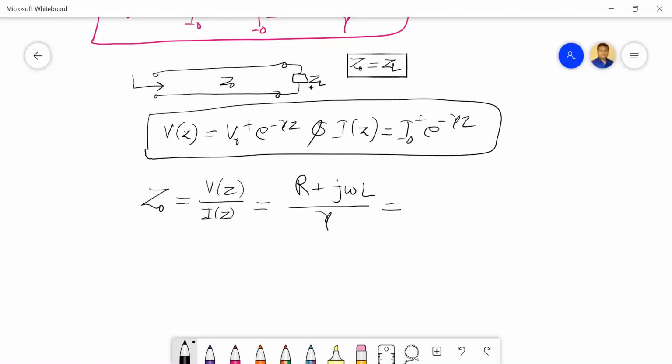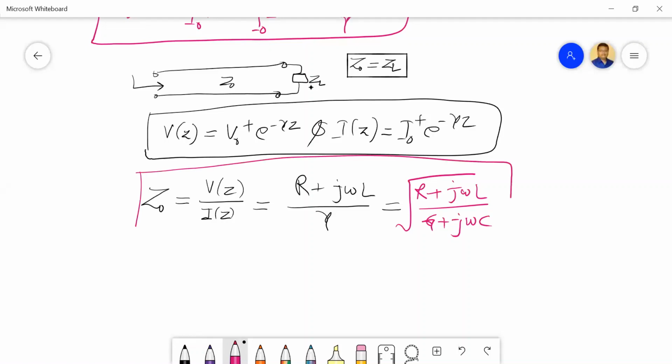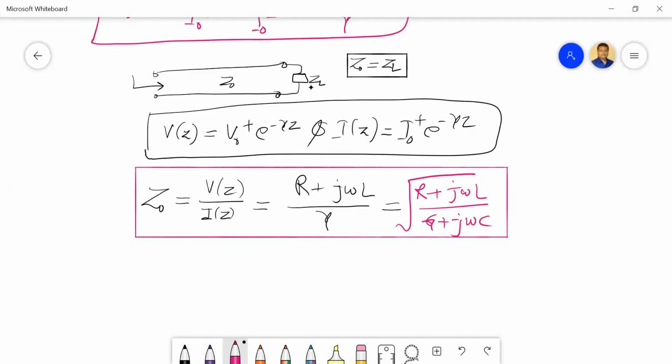Now we can solve further. We know the gamma. If you put the gamma here and solve, you can write the complete formula in terms of the known parameters: Z0 equals square root of R plus j omega L divided by G plus j omega C. Fine. So this is the characteristic impedance. This formula is supposed to be remembered. This is in ohm. So we are saying this is the characteristic impedance of the line.